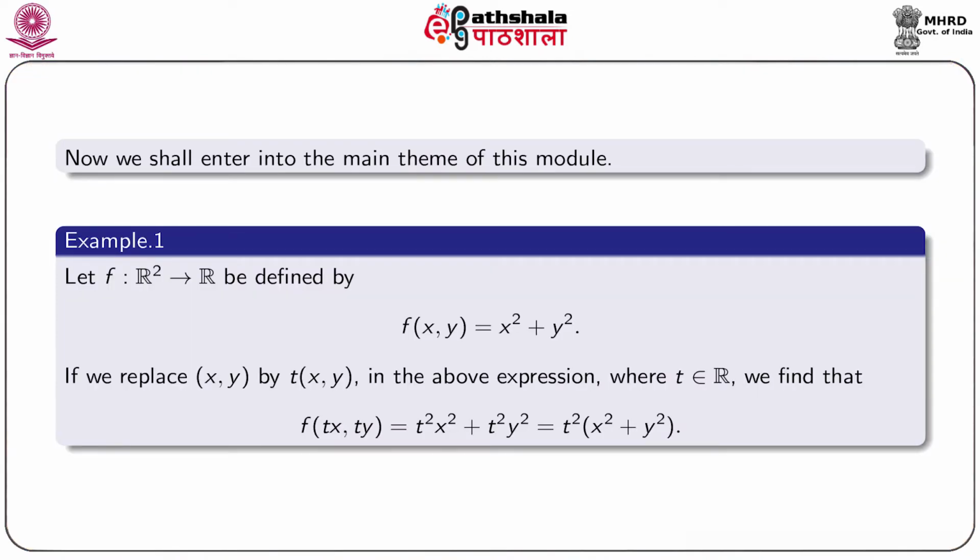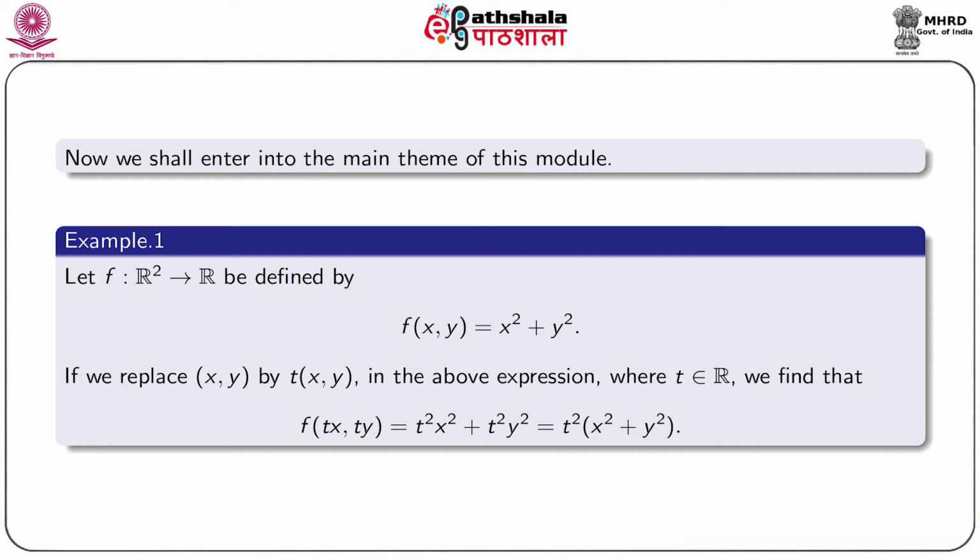Now, we are going to enter into our target, that is homogeneous functions and Euler's theorem. First, we shall discuss and define what we mean by homogeneous functions, then we shall discuss Euler's theorem and some of its consequences. First, let us discuss some examples. First example, let f be a scalar field on R2 defined by f(x, y) equal to x square plus y square for every point (x, y) in R2.